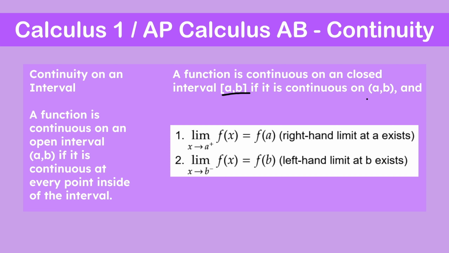And up here it says that a function is continuous on a closed interval [a, b] if it is continuous on the open interval (a, b), and the limit of f of x as x approaches a from the right is equal to f of a, and the limit of f of x as we approach b from the left is equal to f of b.